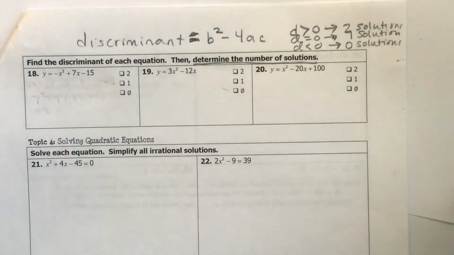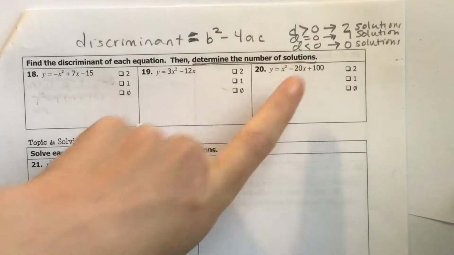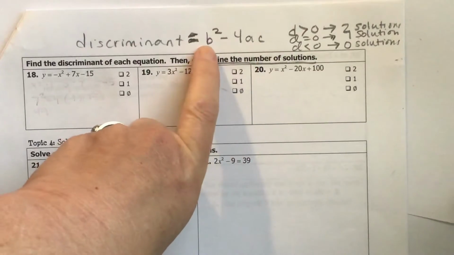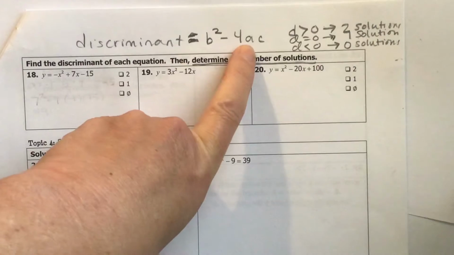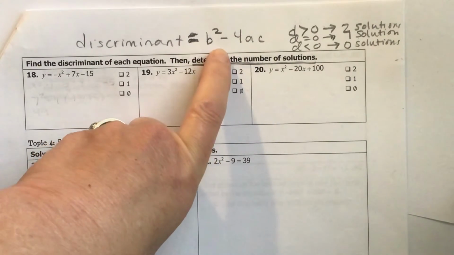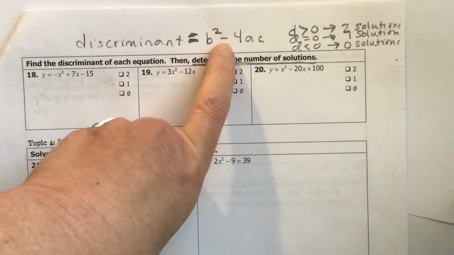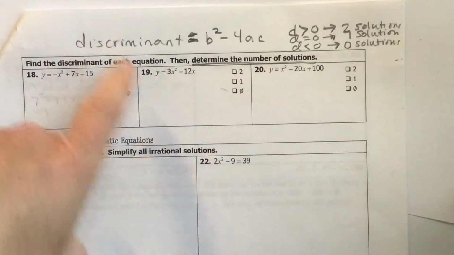So at the top here, and this is page 3 of the study guide, we have: find the discriminant of each equation, then determine the number of solutions, so how many there are. Remember the discriminant. Now that you know the quadratic formula, this b squared minus 4ac is what is under the root sign in the quadratic formula. This is the radicand. Sometimes you will be asked to identify what the discriminant is.